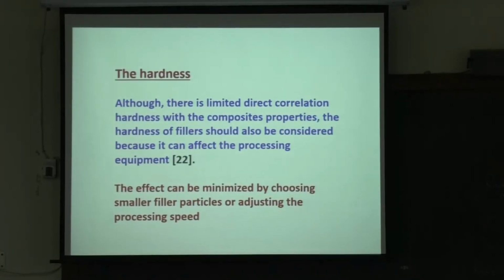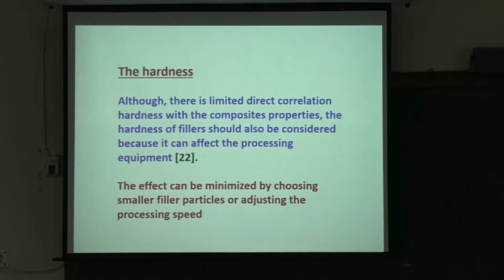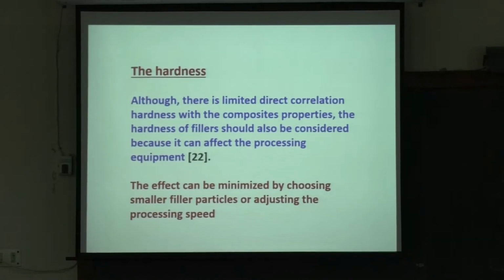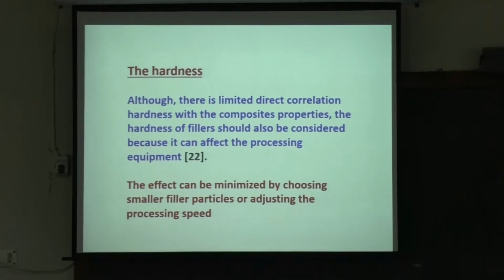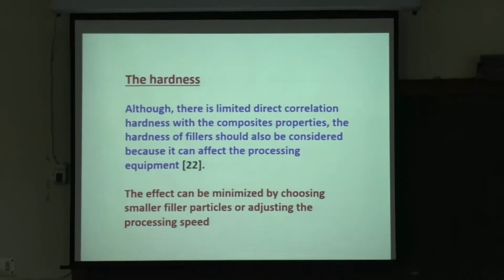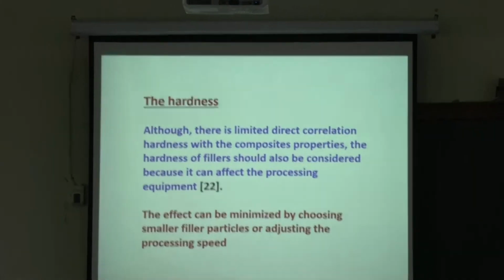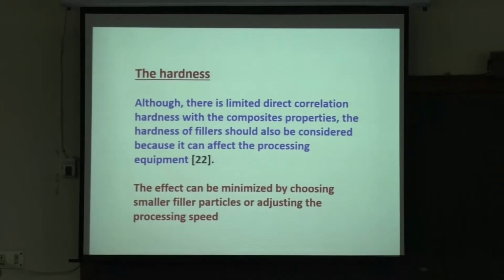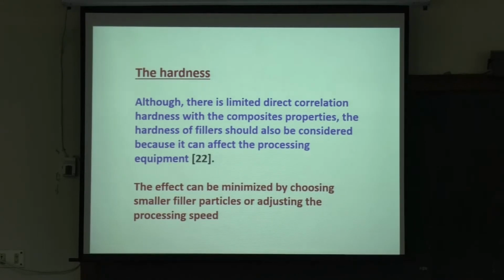Okay, let's go to the hardness. There is limited direct correlation of hardness with the composite properties, but the hardness of the filler should also be considered because it can affect the processing equipment. Processing means if you are using fly ash in injection molding, it melts the polymer, it comes through a pipe and things like that. Now, the polymer has very low hardness, but the fly ash particles have very high hardness, and when they are coming through this tube, pushing, some of the fly ash can scratch the inside of the tube. After many cycles, that can become very ineffective, and it cannot work, or it can crack. So these things are worthwhile.